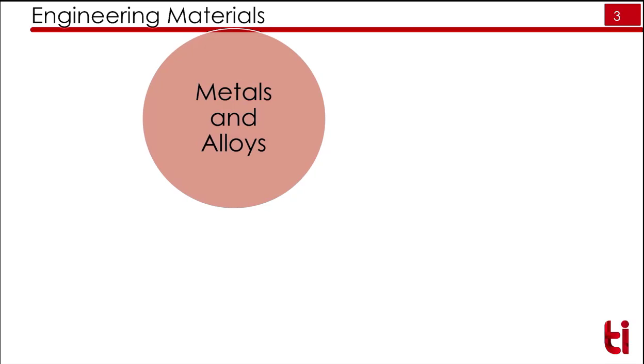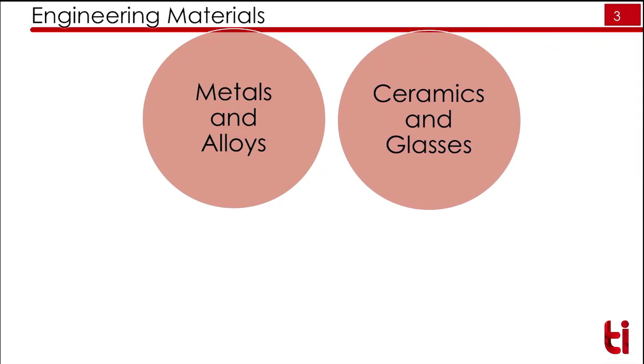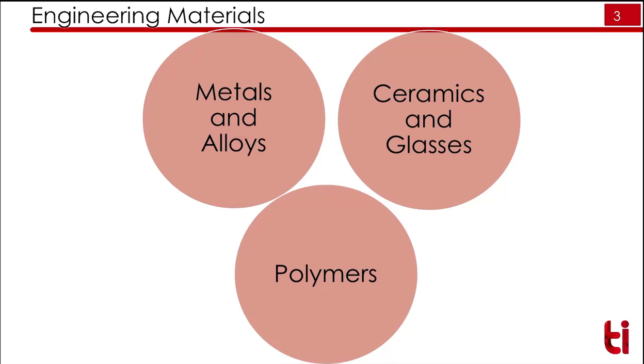So in engineering materials we can classify the materials into three broad categories. First is metals and alloys, second is ceramics and glasses, and third is polymers. An alloy is an atomic level mixture of two or more metals. At least one of them should be a metal.